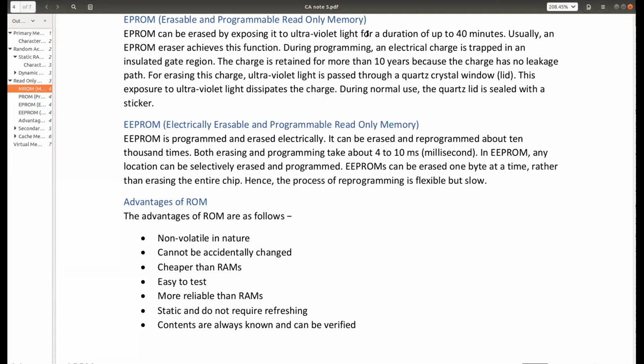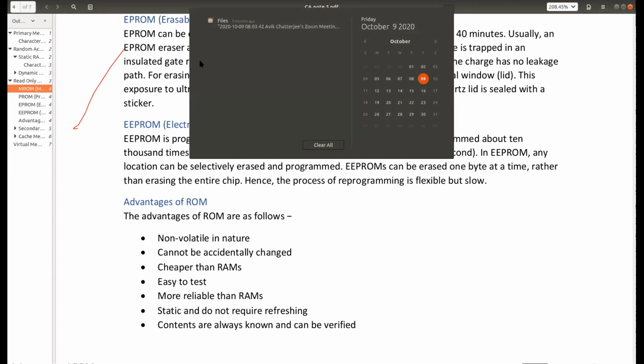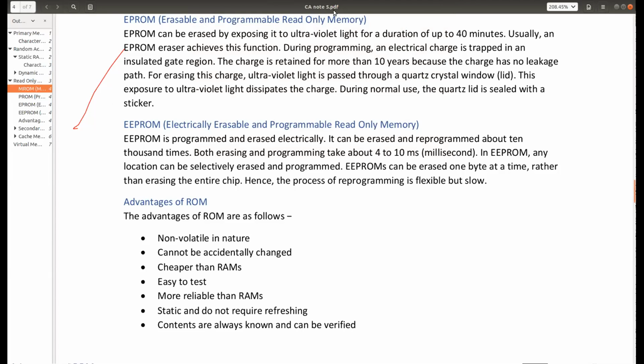And the question can come: what is the difference between EPROM and EEPROM? You have to answer this. That is basically the difference between EPROM and EEPROM, right?